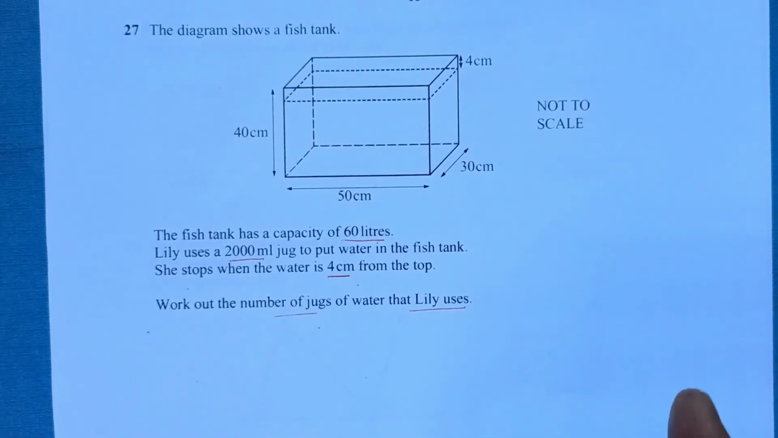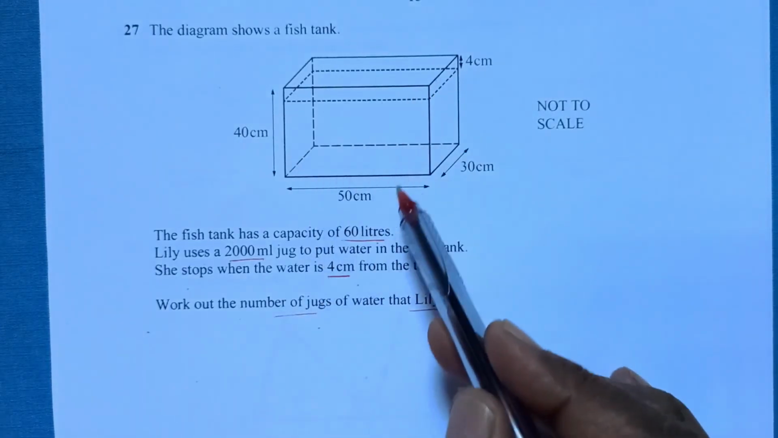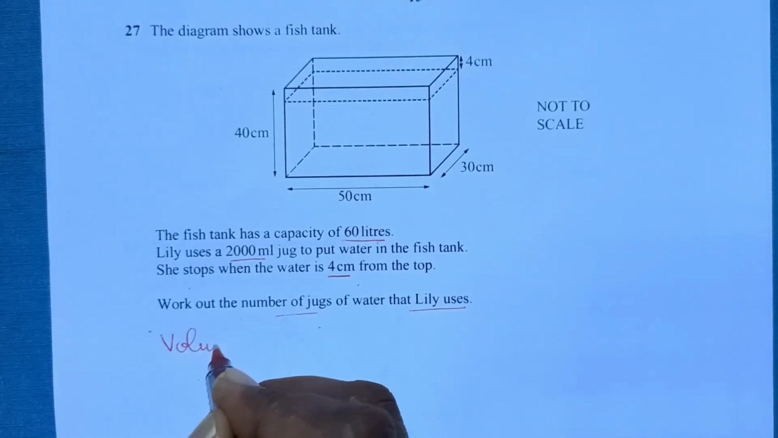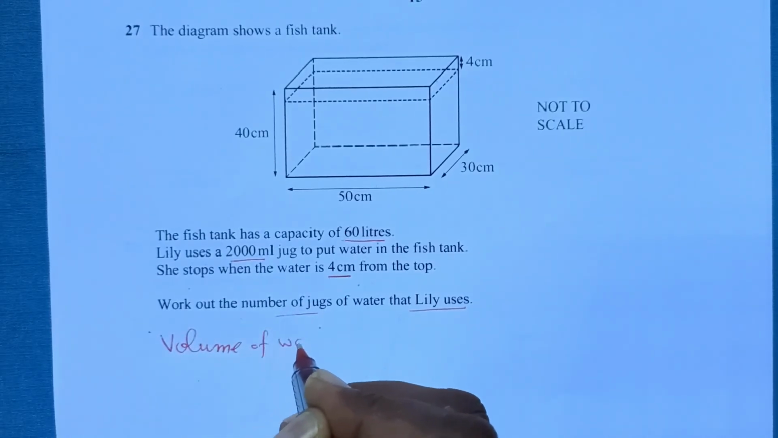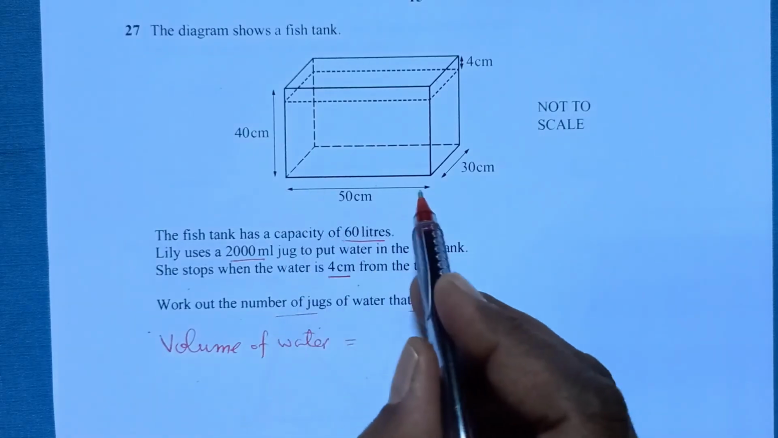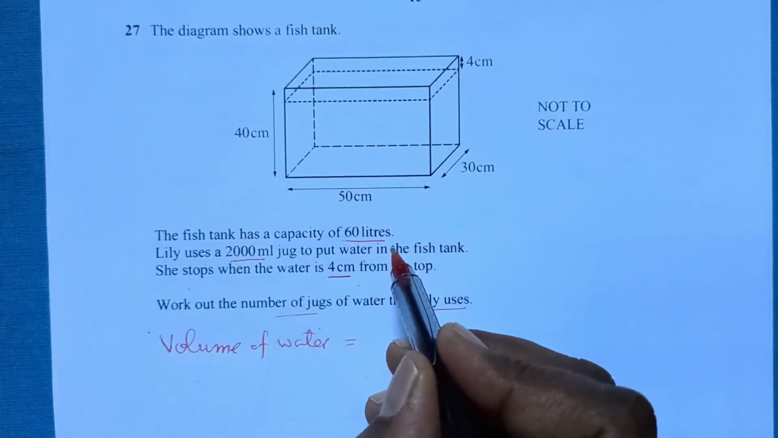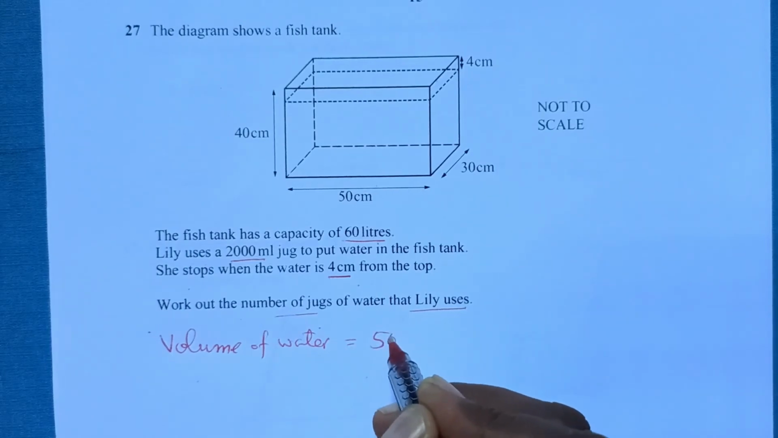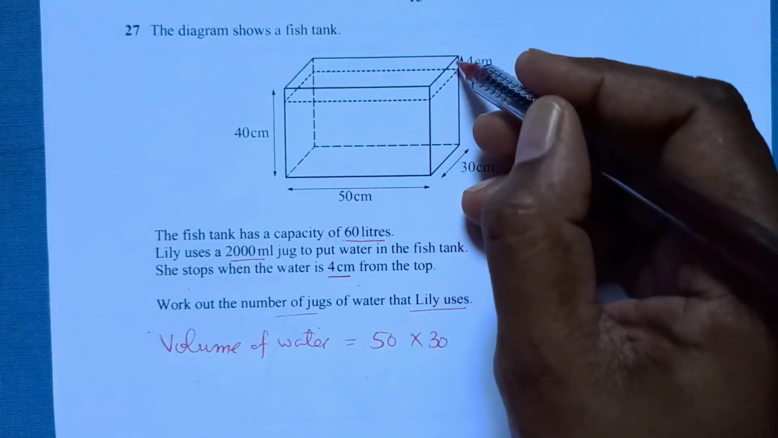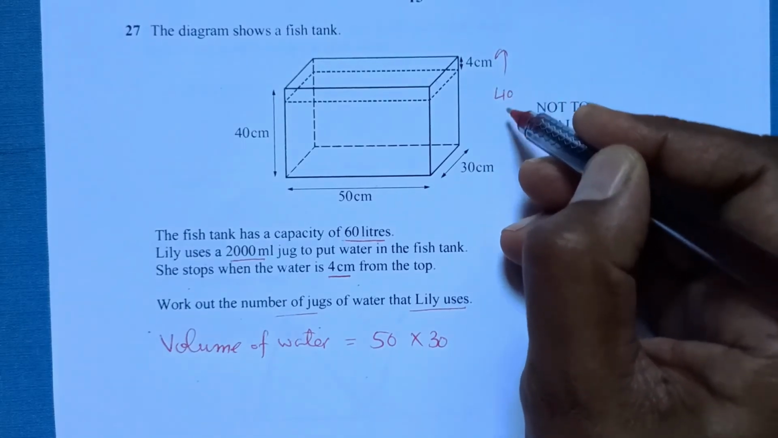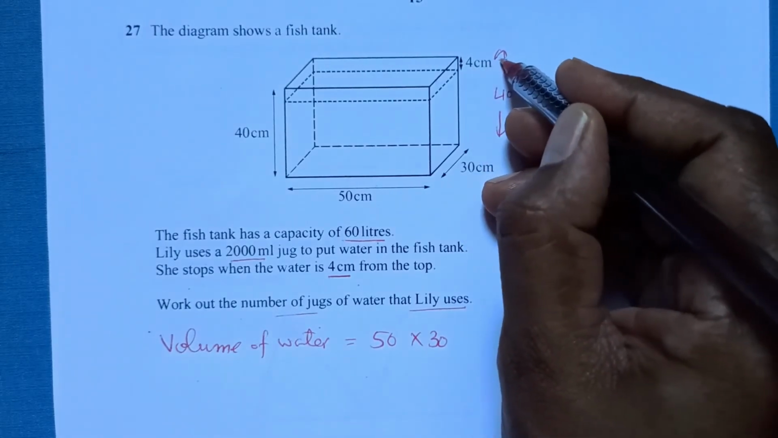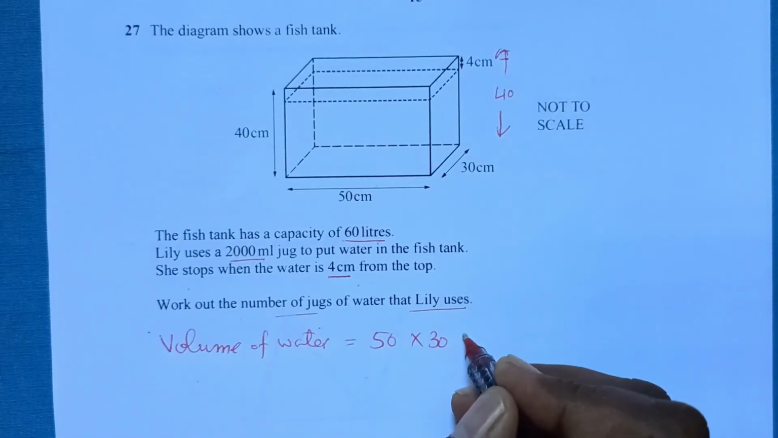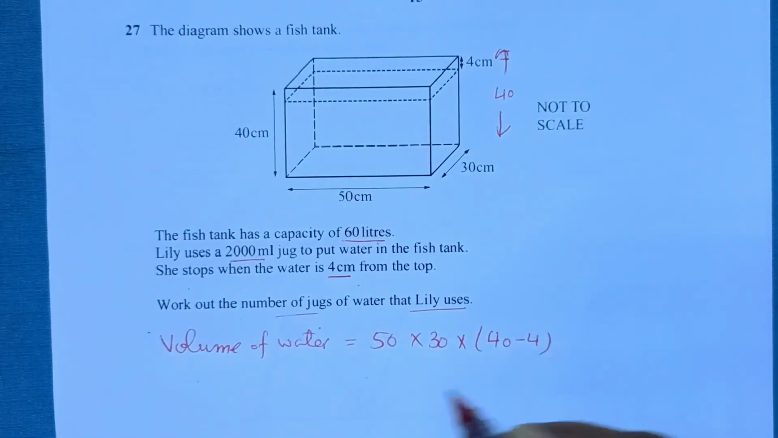So first we need to know the volume of the water which is filled in. So volume of water, that will be 50 centimeters times 30 and times this entire length is 40. But if you remove 4 from here, it will be 36. So times 40 minus 4, that is 36. So 50 times 30 times 36, this is 54,000 milliliters.